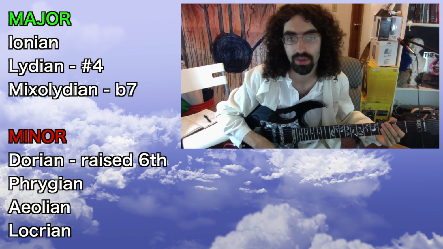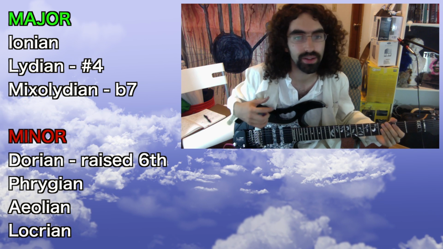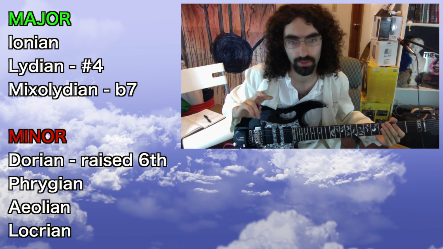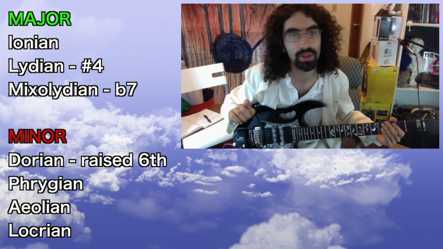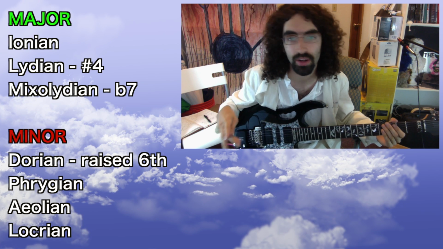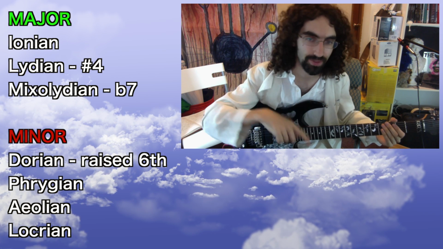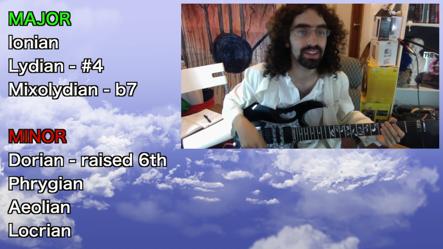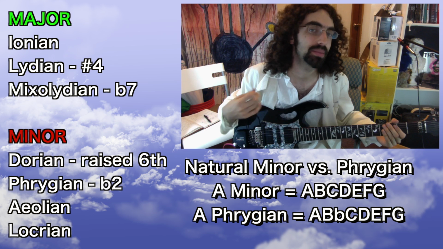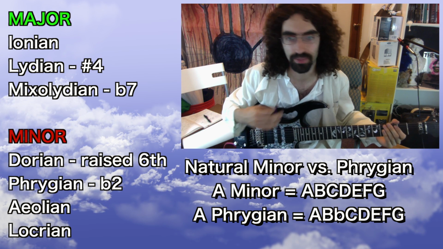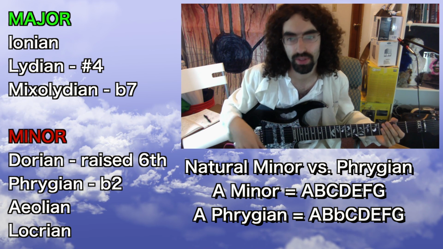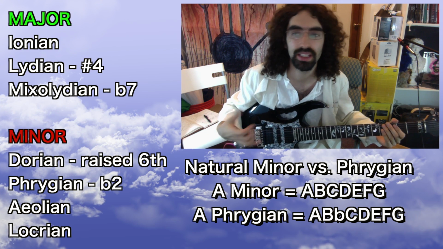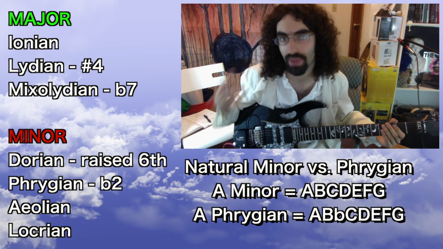Alright, so next we're going to do A Phrygian. A minor is A, B, C, D, E, F, G, and A Phrygian's the third mode, so we think, alright, A must be the third note of the key we're in, which puts us in F major, which has one flat, B flat, just kind of talking you through the steps here. So A Phrygian ends up being A, B flat, C, D, E, F, G. You'll notice the difference between A minor and A Phrygian is that the second note, which is B in this case, is flatted.